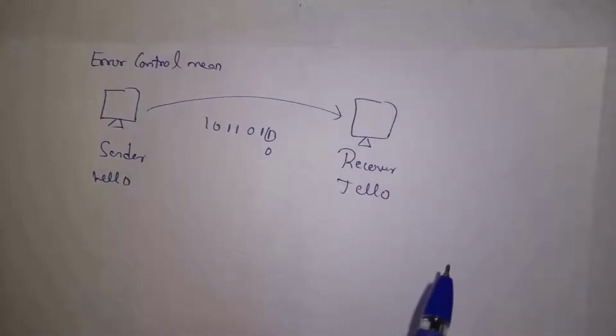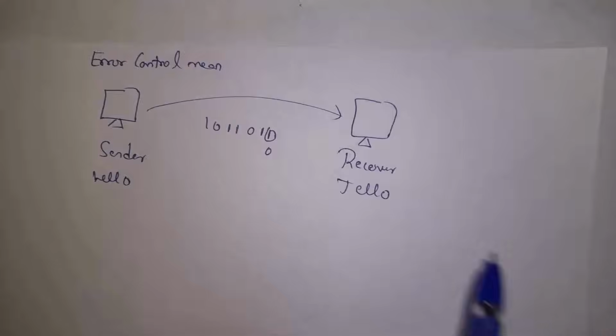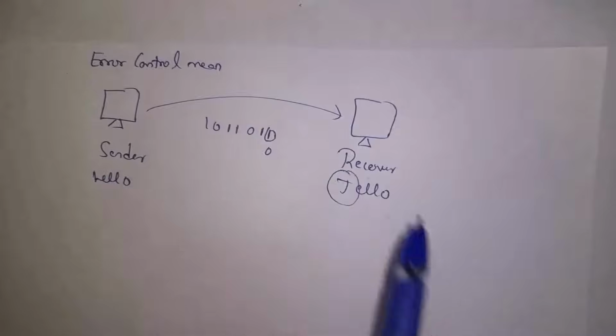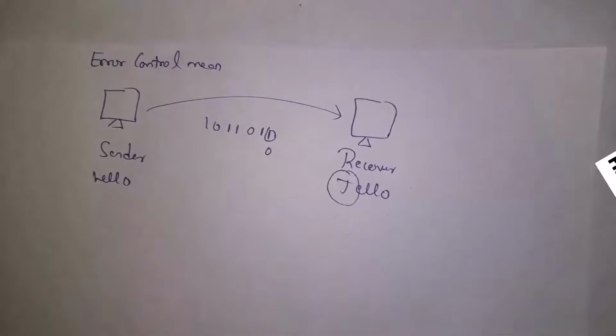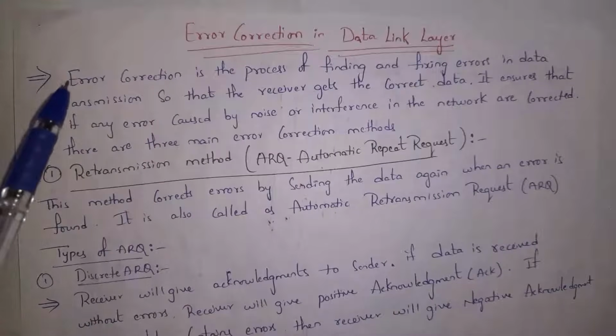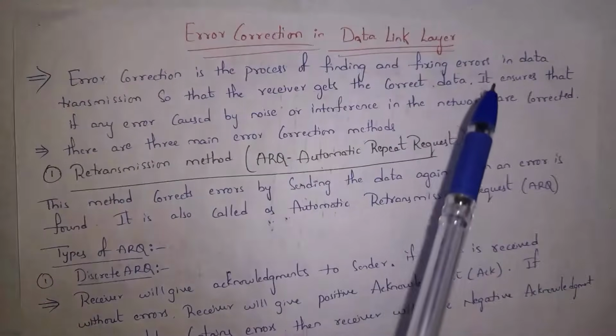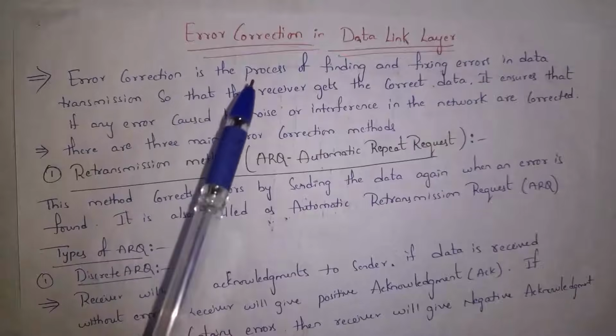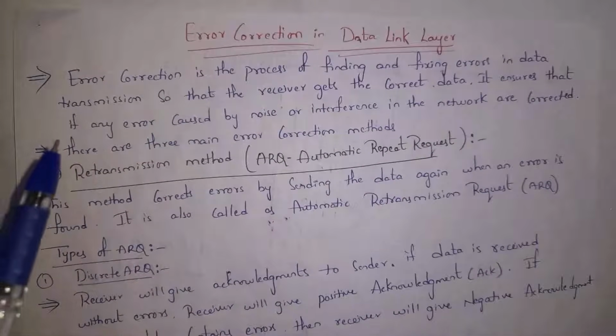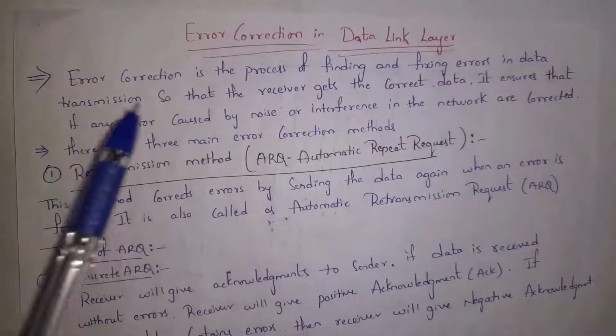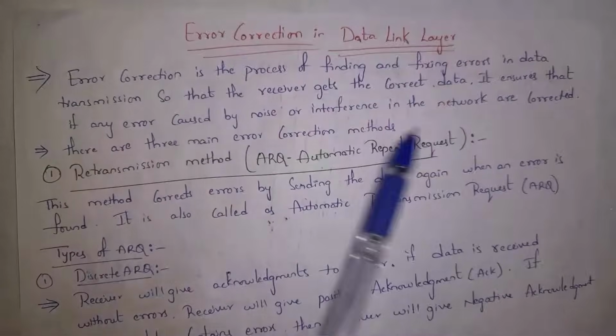In place of H, the receiver will receive JELLO, which is a wrong message. Now the data link layer will identify this error, and as well as correct this error by using various error control methods. Error control is the process of finding and fixing errors in the data transmission so that the receiver gets the correct data. It ensures that any errors caused by noise or interference in the network are corrected.